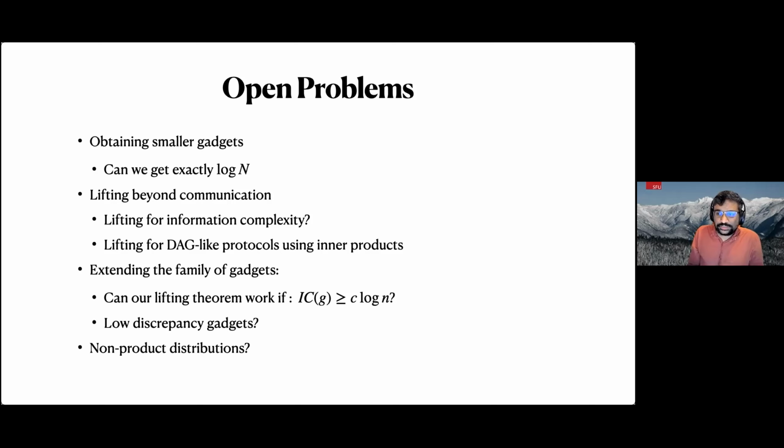Another natural question is, here we show that any function of exponentially small discrepancy can be used as a gadget. Can we prove it for an even larger class of gadgets? One example would be gadgets of high information complexity or discrepancy, which is not exponentially small in the input size.